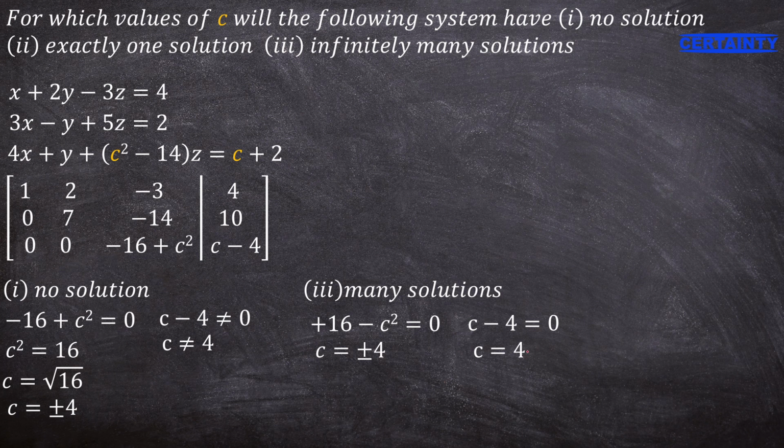Okay, so that means we're going to take the conclusion. To have 0 right here and also to have 0 right here, we need our c to be only positive 4. Okay, because if you put negative 4 right here, you're going to have negative 8.